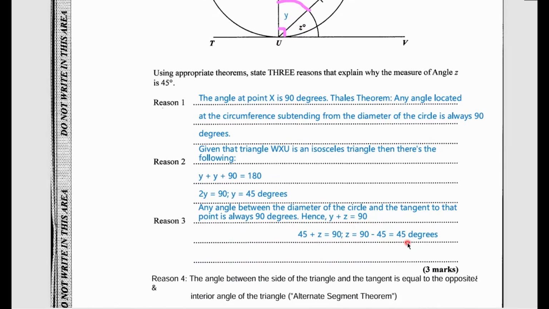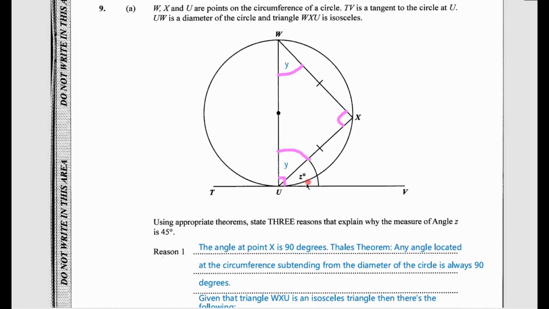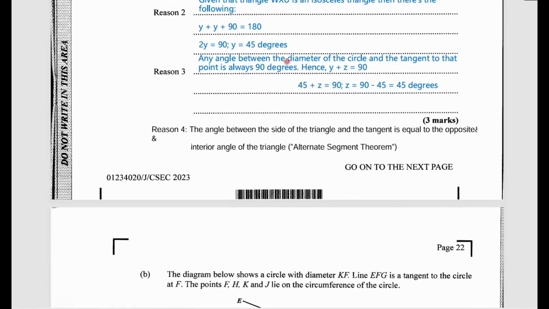Another reason which I just decided to give is the alternate segment theorem, which is that any angle here between a side of the triangle and the tangent is equal to the opposite interior angle, which is Y. So Z is actually equal to Y, 45. So I wanted to give a little extra for you guys on that.